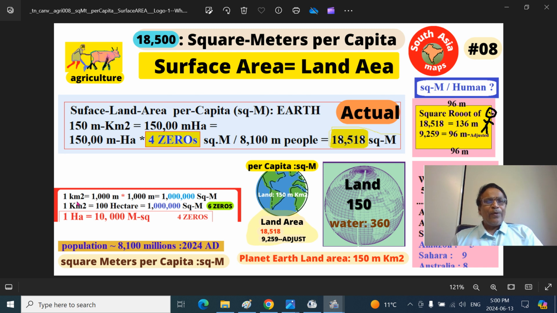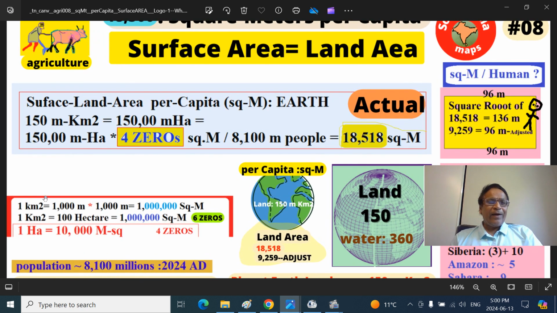So you have 1 kilometer. Kilo means 1,000. 1 kilometer is 1,000 meters, and again 1,000 for the other side. There are 6 zeros in a square kilometer. Very easy. 1 square kilometer is equal to 100 hectares, which means 1 hectare has 4 zeros. Why should you remember it? This is a very important concept in all agriculture related issues. 1 square kilometer, you travel kilometer, kilometer, kilometer, kilometer. 1 square kilometer is 1 followed by 6 zeros in square meters. 1 square kilometer also has 100 hectares, so each hectare is 1 followed by 4 zeros. 6 zeros for square kilometer, 4 zeros for hectare.